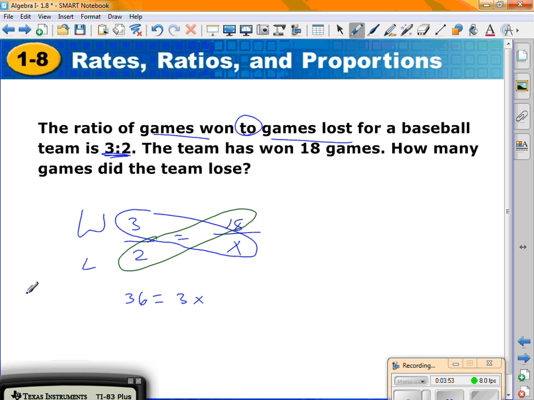It really doesn't matter which one you do. Because here, what do I have to do? Regardless of where your variable's at, you have to divide by 3. X is 12 wins. Here's a question. How many games were played? Nope. 18 plus 12, which is 30. Because you won 18, you lost 12.